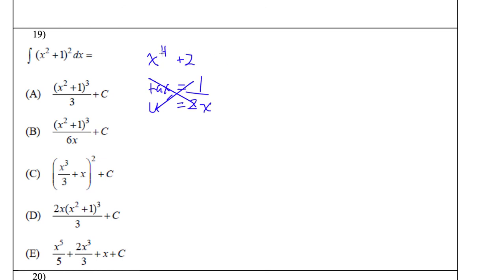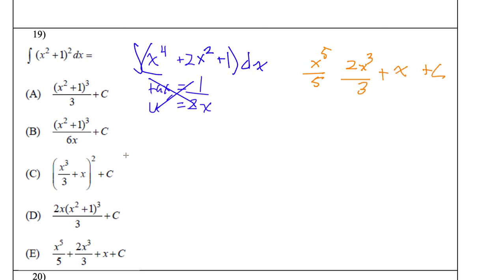This is going to be x to the power 4. So square the first, double the product, square the last. So there it is multiplied out. So now I have this thing, dx. Take the antiderivative, and I get x to the power 5 divided by 5. This is going to be 2x to the power 3 divided by 3 plus x. And don't forget your plus c. Where is that thing? It looks like it is E.